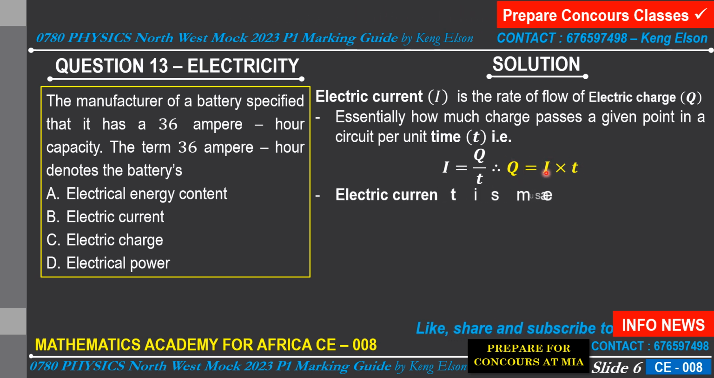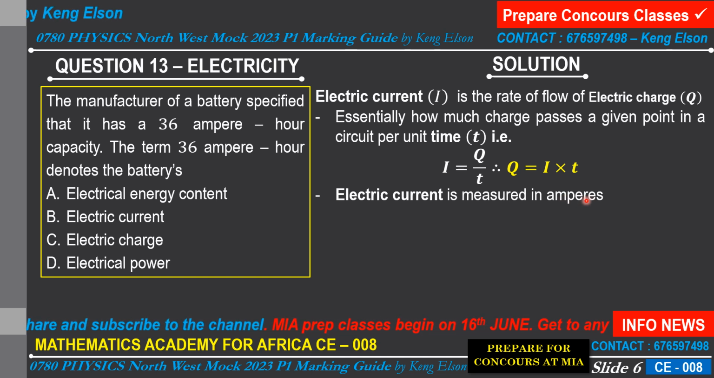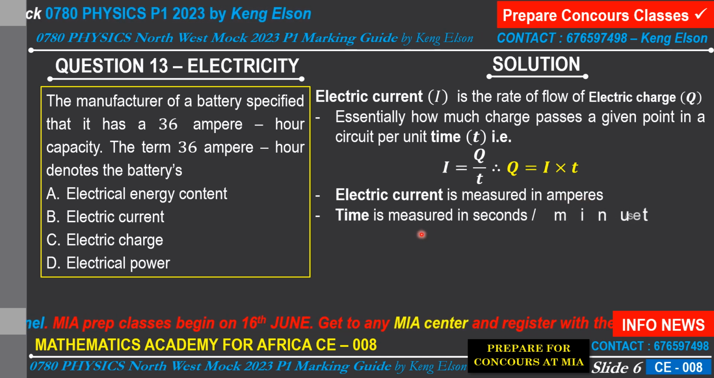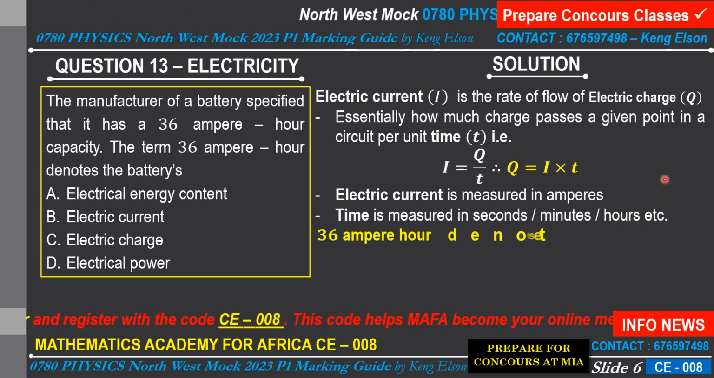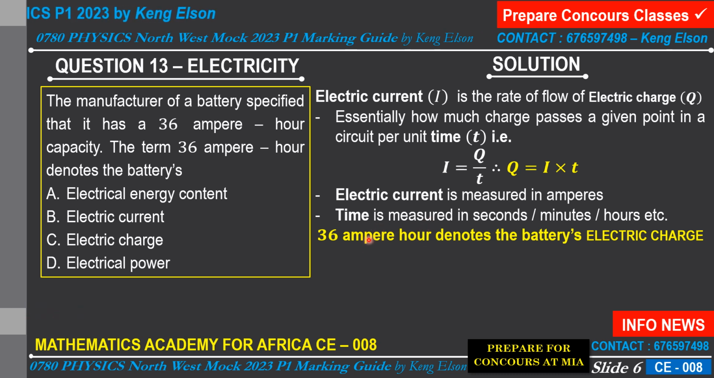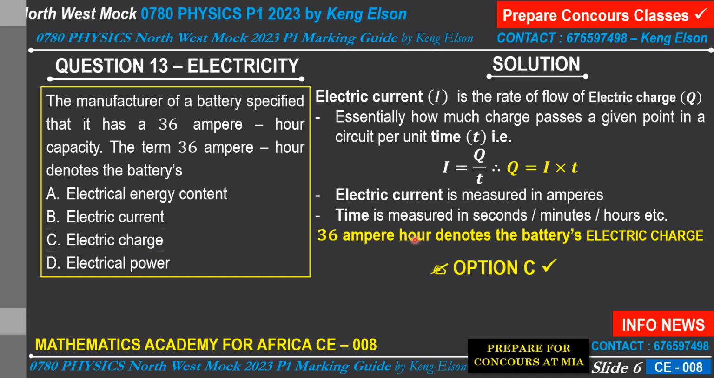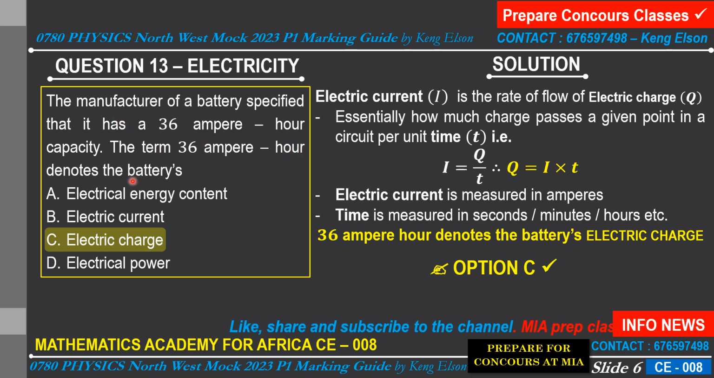Now we need to know that electric current is measured in amperes or kiloamperes or milliamperes. In fact, the unit is amperes, and time is measured in seconds or minutes or hours, and so forth, which means that 36 ampere hour is going to denote the battery's electric charge, because it is a product of current and time, ampere for current and hour for time, telling us that option C is correct. So the term 36 ampere hour with respect to the battery is the battery's electric charge.